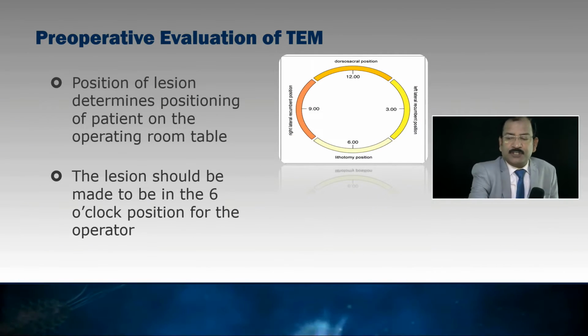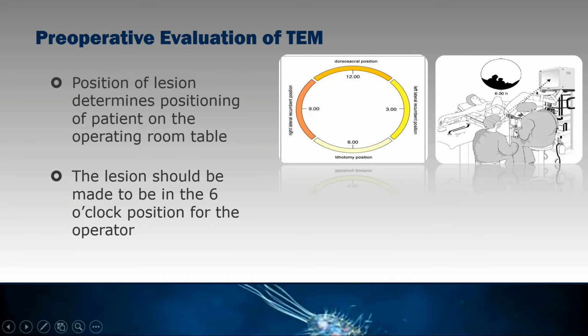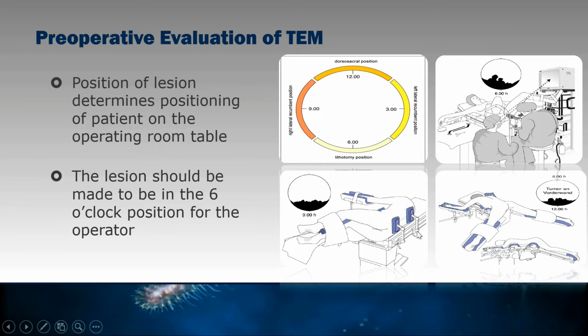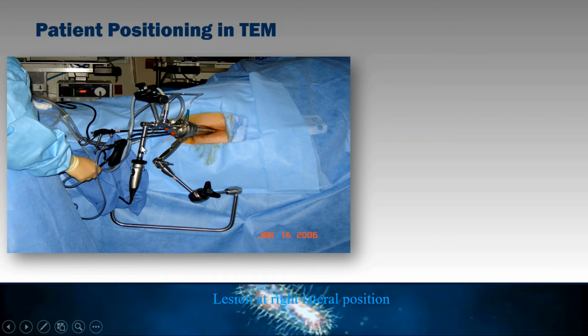The patient should be positioned in such a way that the pathology comes at the 6 o'clock position. So, if the pathology is already at 6 o'clock, keep the patient supine. If the pathology is at 9 o'clock, keep the patient right lateral. If the pathology is at 12 o'clock, keep the patient prone. After that, this is a 40 mm proctoscope through which you will perform the surgery. It is a fantastic surgery.